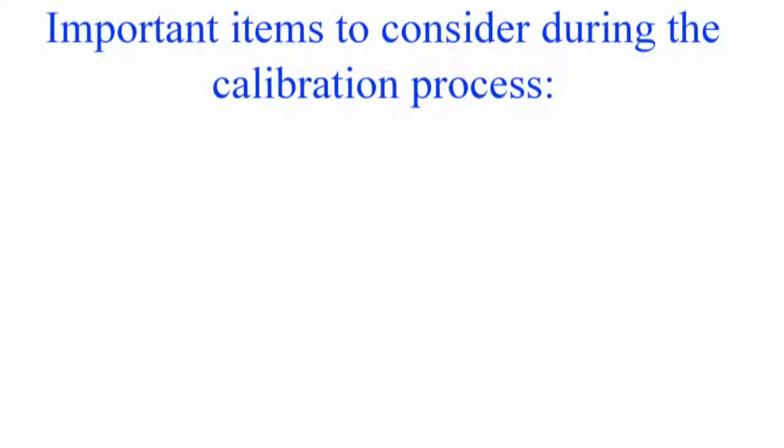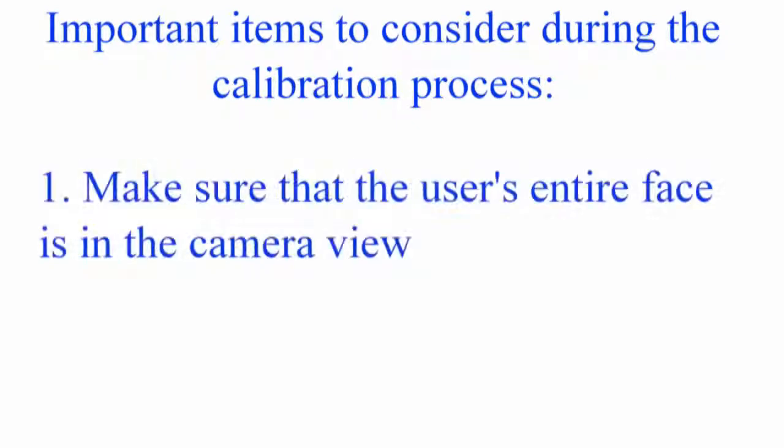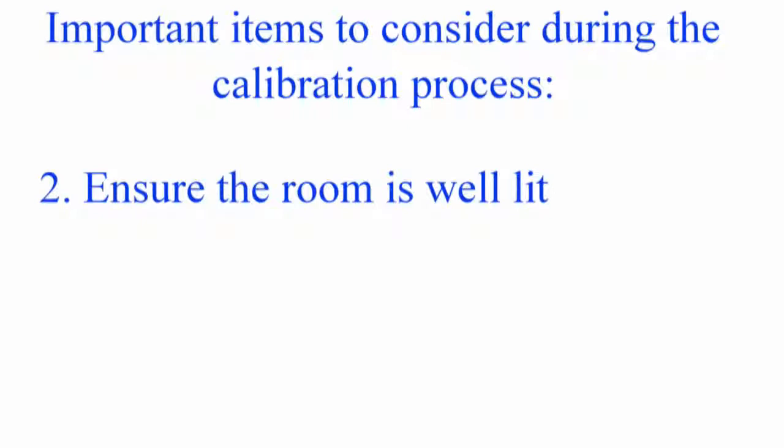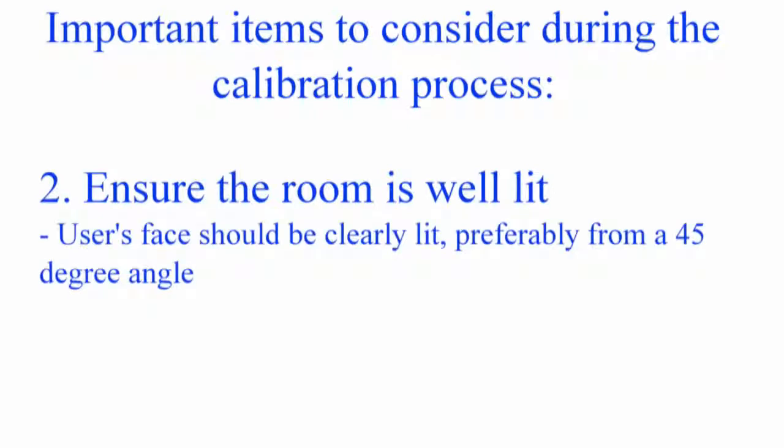Please note that there are 3 important items to consider during the calibration process in order for it to be successful. The first is to make sure that the user's entire face is in the camera view. Second, ensure that there is good lighting in the room. This means that the user's face is clearly lit, preferably from a 45-degree angle so the camera can clearly pick up the user's nose.